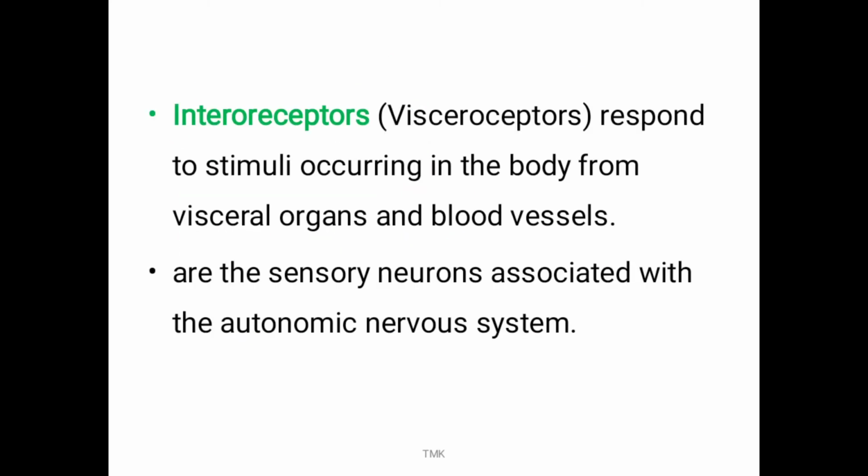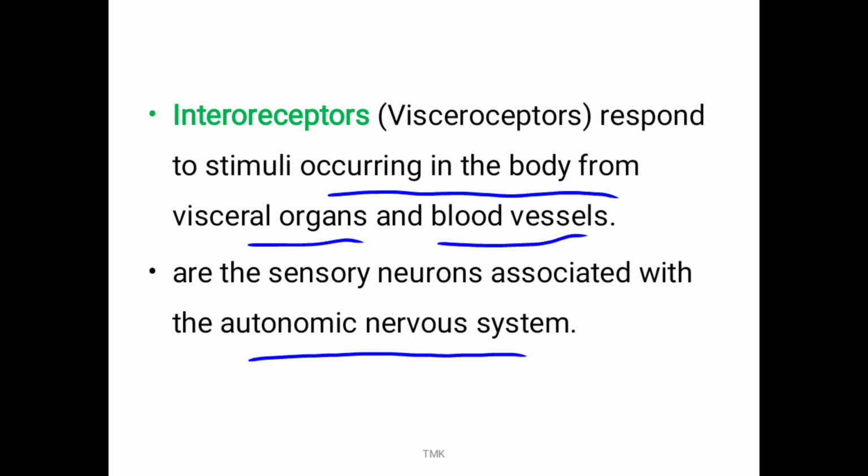The second one is interoreceptors, otherwise known as visceroreceptors. They respond to stimuli occurring in the body from visceral organs and blood vessels. That means they monitor internal body conditions such as pain, oxygen tension, etc. Interoreceptors work with the autonomic nervous system because they are sensory neurons.